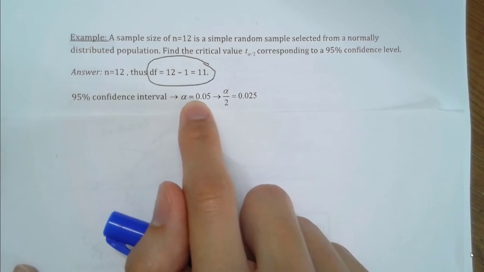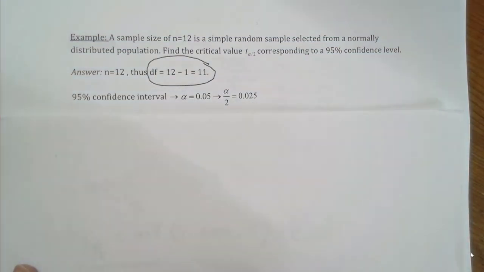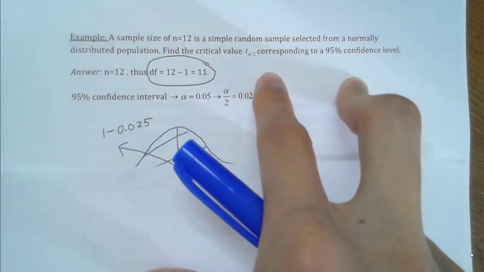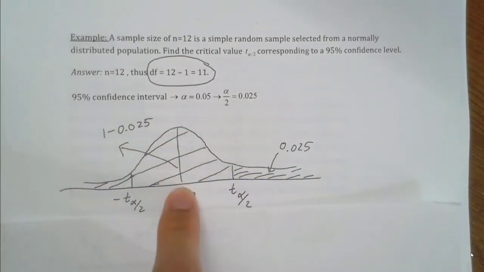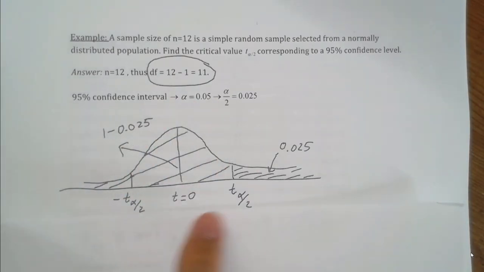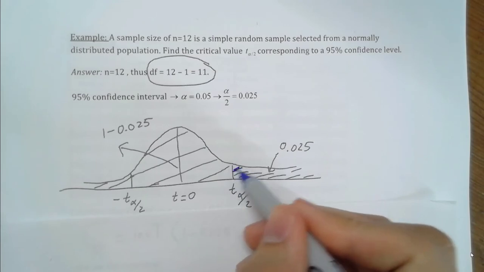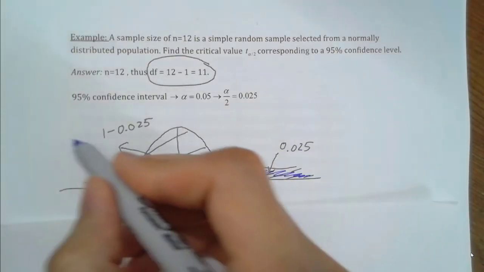And alpha over 2, because we need alpha over 2, so alpha over 2 is 0.025. And we know that this is the area to the right of the distribution. So this is the t distribution. The center is when t equals 0, t alpha over 2, and because this is symmetric, there's also minus t alpha over 2. So 0.025, this is the area of alpha over 2 to the right of t alpha over 2. Okay? And therefore, we know that everything has the area of 1.